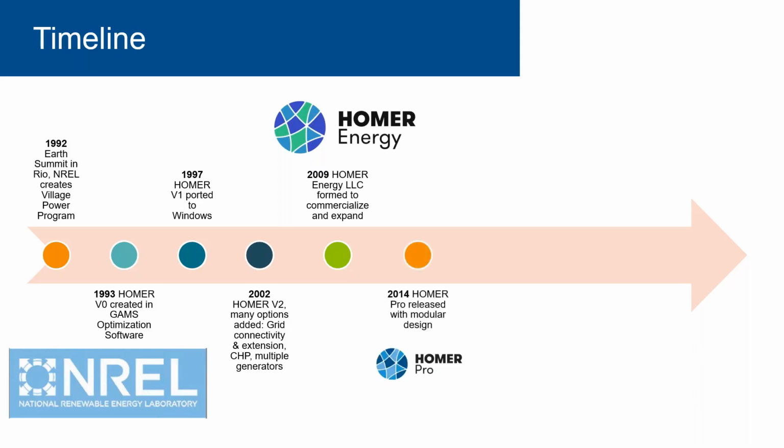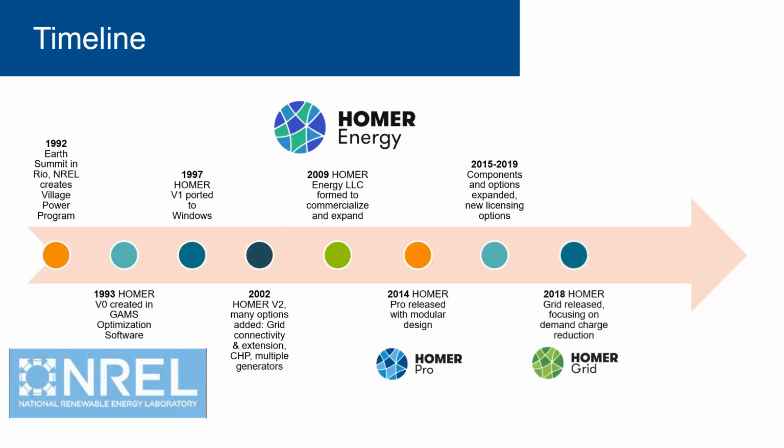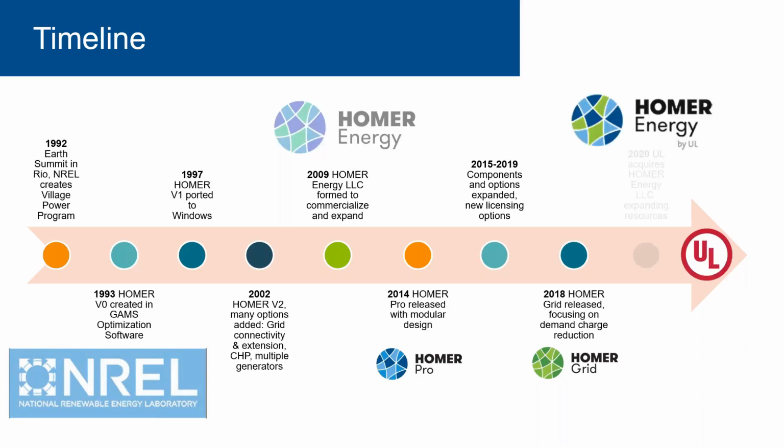So HOMER Pro was first released in 2014 with a new interface, a much improved licensing system, and at that point, we really made it scalable so that we felt like we could continuously improve it more easily. And that's what we did over the next 5 years. We had 13 major releases since then. Some of the more notable features were the addition of unreliable grid that a lot of people have been asking for, and the ability to model your own control algorithm in MATLAB. In 2018, then we released HOMER Grid. And in 2020, UL acquired HOMER Energy LLC, which is where we are today.